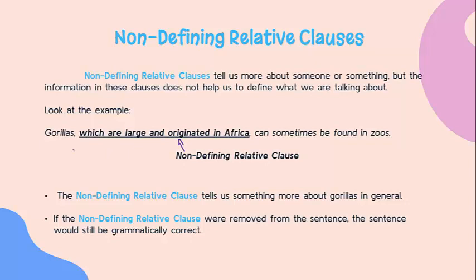Here we are giving general information about gorillas. Okay? The non-defining relative clause tells us something more about gorillas in general, but it doesn't give us specific information. If the non-defining relative clause were removed, the sentence would still be grammatically correct. It means that we can remove the non-defining relative clause and the sentence would still make sense. For example, gorillas can sometimes be found in zoos.